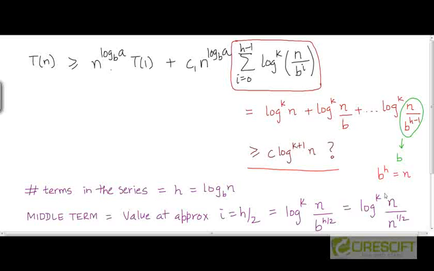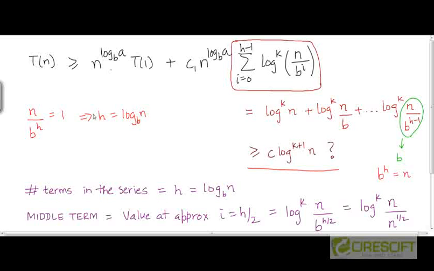Why is that? Because from the recursion tree, we've discussed this earlier, but in the recursion tree, n by b to the power h is the size of the subproblem at level h. And if h is the height of the tree, n by b to the power h must be equal to 1. This is how we obtained the fact that h is log of n to the base b.